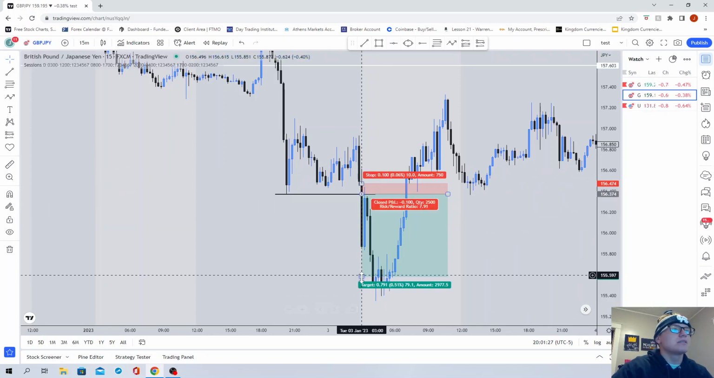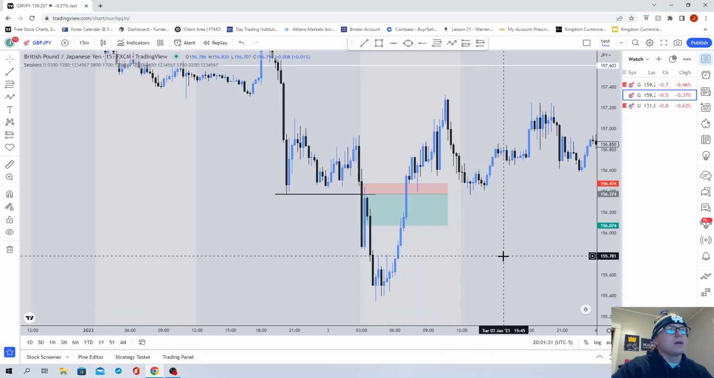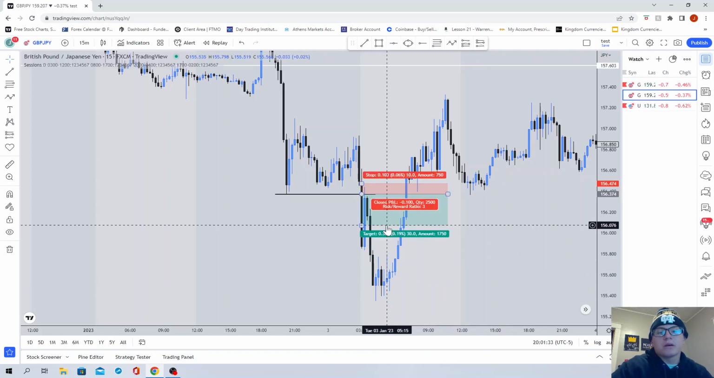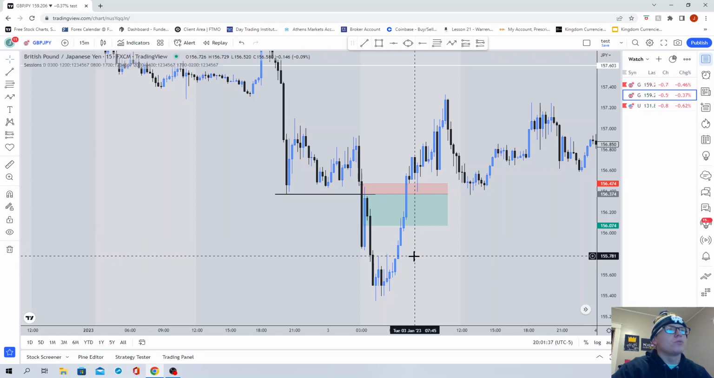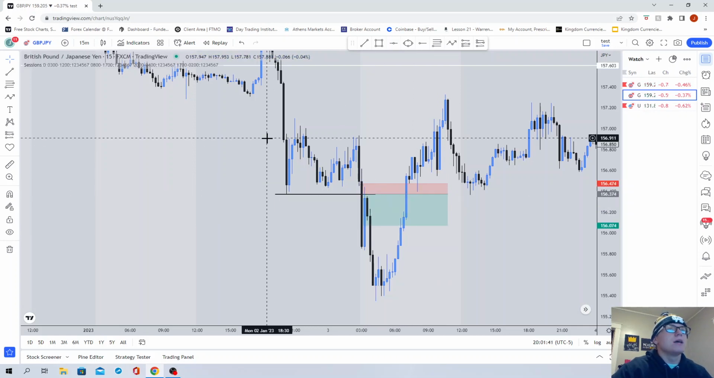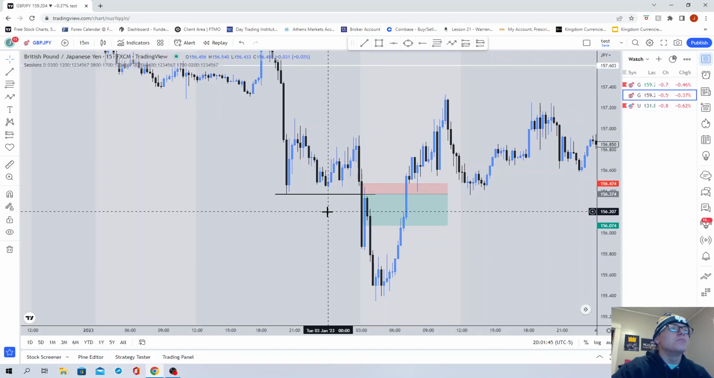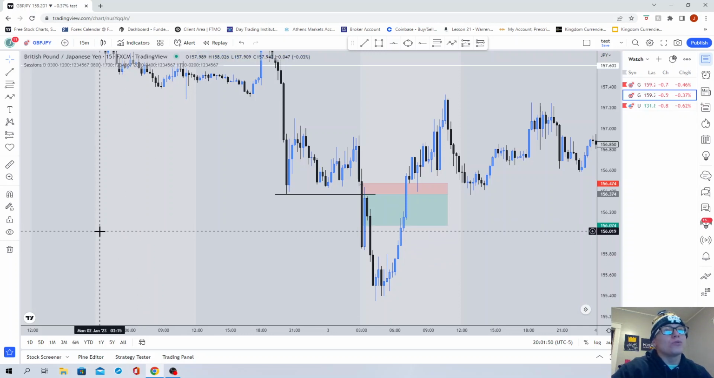Now my targets depend. Typically, as you can see here, I just have a template created. I'm just targeting 30 pips. I just want to get a 3-to-1 risk reward, and it's very, very profitable for me to have a 10 pip stop and a 30 pip target. But also with that being said, it just depends on where the move is happening.